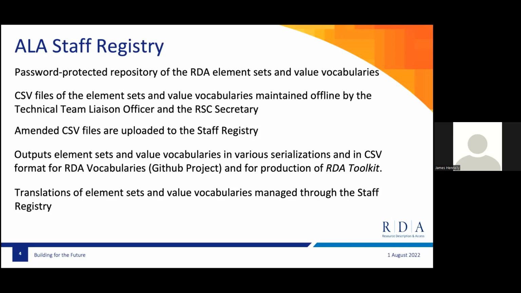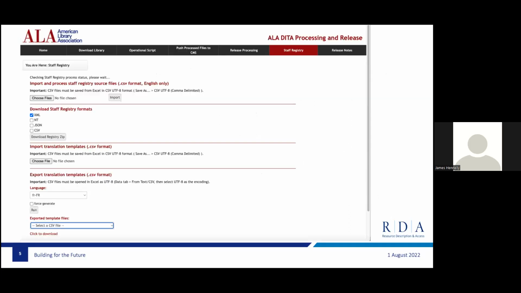Then what we do in the staff registry, it can output the element sets and the value vocabularies in various serializations and in CSV format for RDA Vocabularies, our GitHub project. And these are used in the production of RDA Toolkit. Finally, the ALA staff registry is used to manage the translations of the element sets and the value vocabularies. So very briefly, I'll show you the user interface for this.